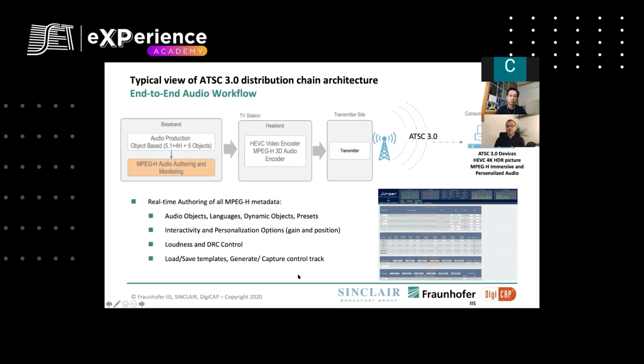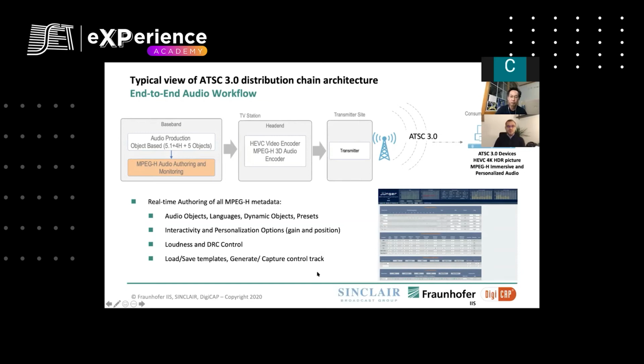And of course, all these options, you don't want to do them all the time when you go live. You want to store your settings and just load them whenever you switch to a different program. That is done through the capabilities of these authoring systems, which output the so-called control track.